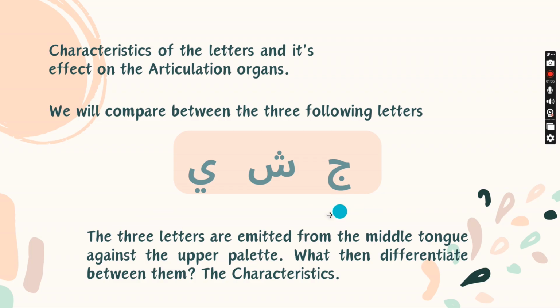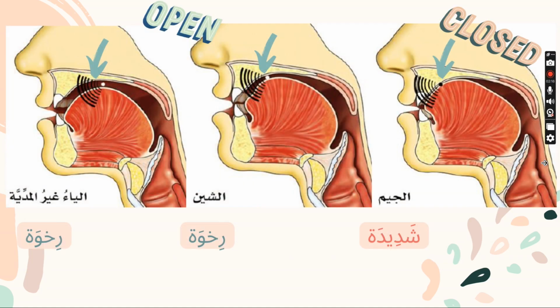Before I go to the next slide, we know that the 3 letters are emitted from the middle of the tongue against the upper palate. So what differentiates between them if they are articulated from the same place? If I have 2 or 3 letters that share the same articulation point, they are exiting from the same place, so how come they have different sounds? What makes them different? Their characters.